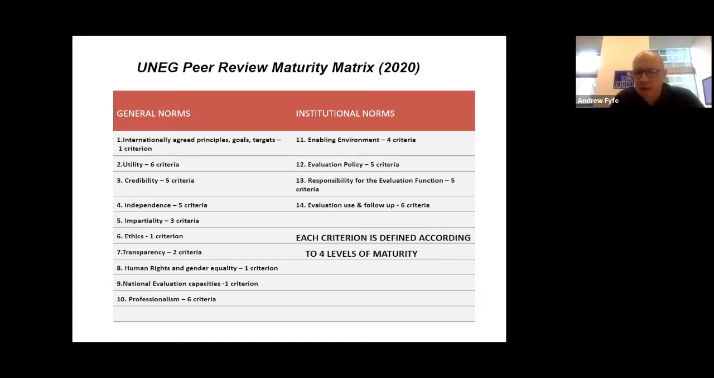So I think that's all I had for introduction. I wanted just to make sure that we know that this is very much based around the norms and standards, and then this matrix overall does represent the latest representation of work around trying to define and elaborate what evaluation maturity looks like.